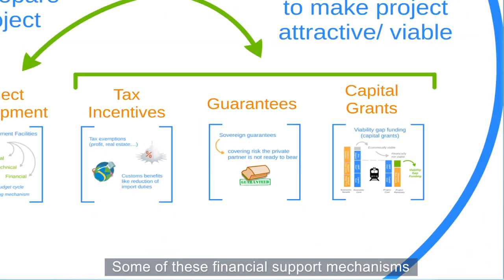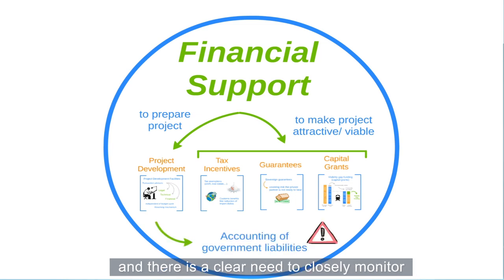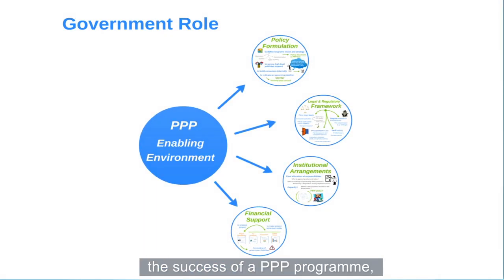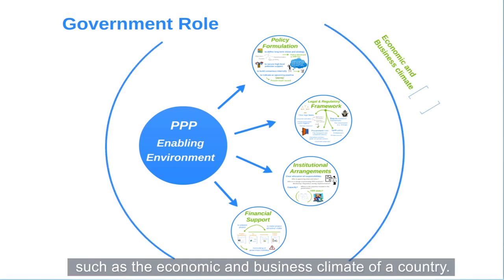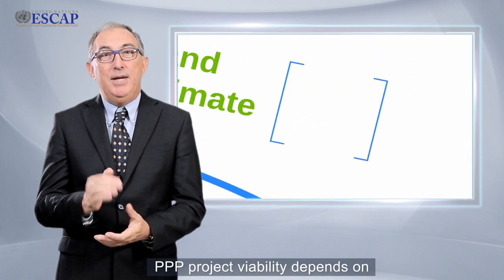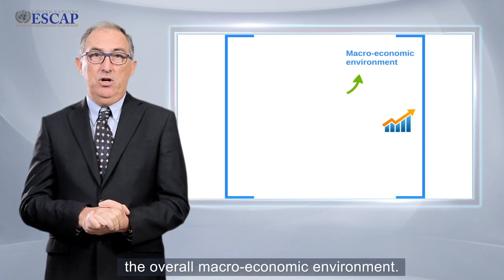Some of these financial support mechanisms may create liabilities for governments in the long run, and there is a clear need to closely monitor the impact of these mechanisms on public finance. Other factors may influence the success of a PPP program, such as the economic and business climate of a country. For instance, PPP project viability depends on the overall macroeconomic environment.